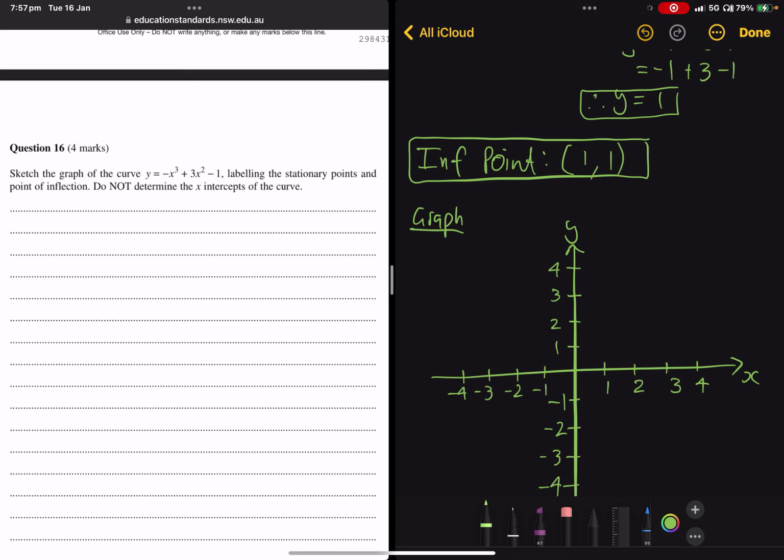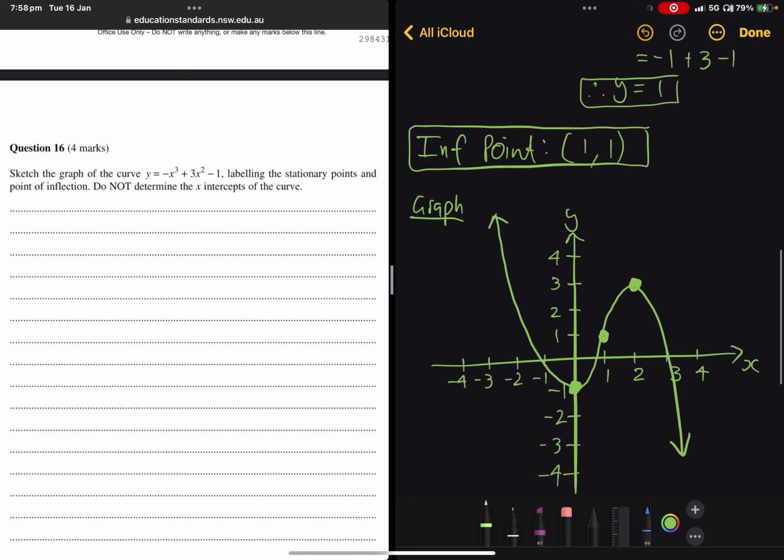The inflection point is at (1, 1). So our inflection point is here. And then our stationary points are at (0, minus 1), so x is 0, y is minus 1. That's here. This is going to be our minimum, a local minimum. And then the other one is at (2, 3). That's going to be here. This is going to be a local maximum. Now, we know it's a negative cubic, so it has to go down on this side, and it has to come down on this side, and then it has to smoothly curve between these, passing through the inflection point, and this is our graph.